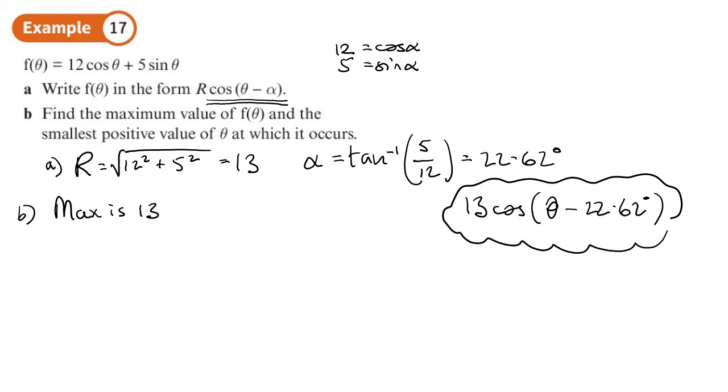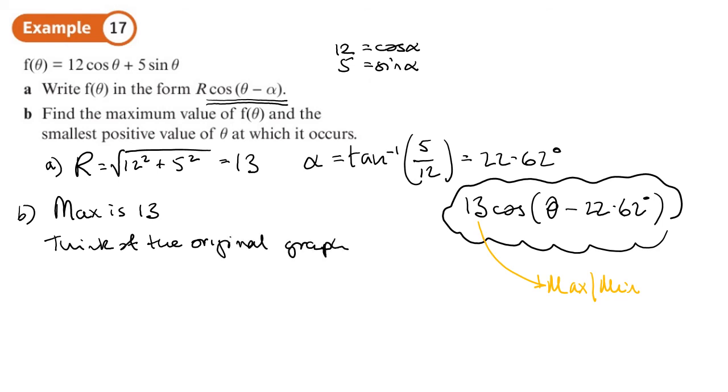Whatever number is at the front here, that will give you the maximum and the minimum. That's the easy way of doing it. And then it wants to know the smallest possible value at which it occurs. Now the easiest way I find to do this is I want to think of the original graph of cos. So rather than thinking of translations, things like that, I want to think of the original graph of cos. Now the original graph of cos, when does its first maximum appear?